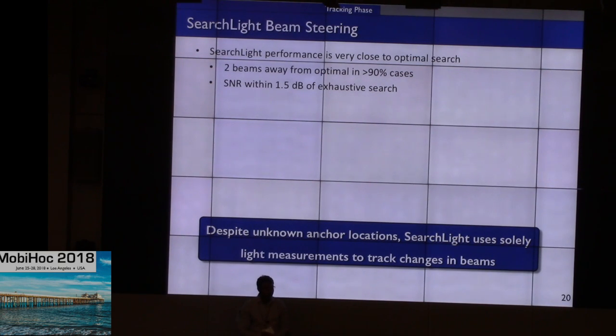Therefore, despite unknown anchor locations, SearchLight can solely use the light measurements to track changes in both the access point side beam and the client side beam, and achieve a link strength which is very close to the optimal search.